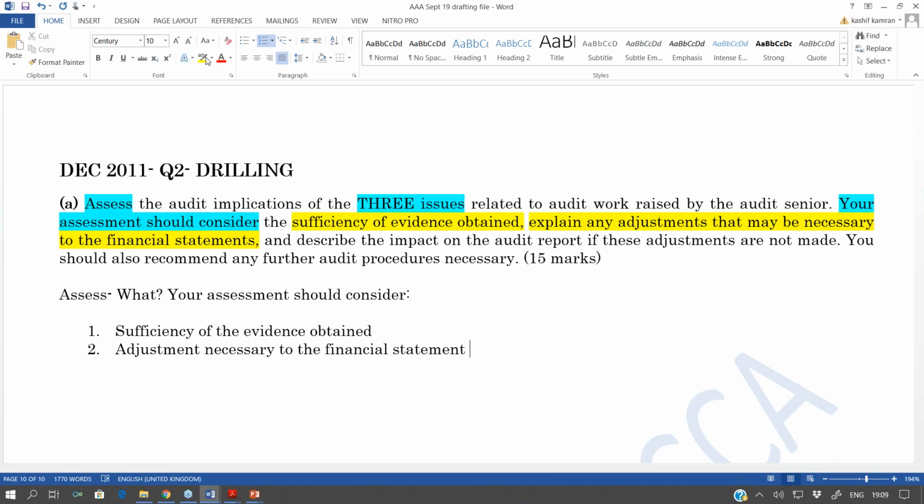Sufficiency of the evidence obtained, one. Adjustments necessary to the financial statement, two. Then the examiner says, describe the impact on the audit report if these adjustments are not made. Have you seen such a jumbled question which is asking for evidence, adjustments, reports, and procedures together? So is it testing the whole syllabus here?